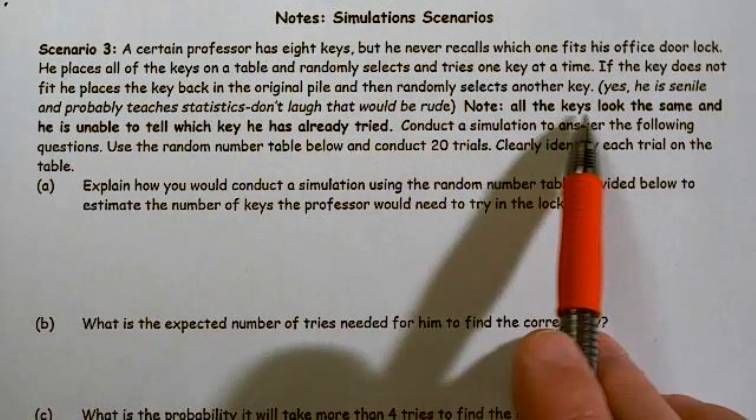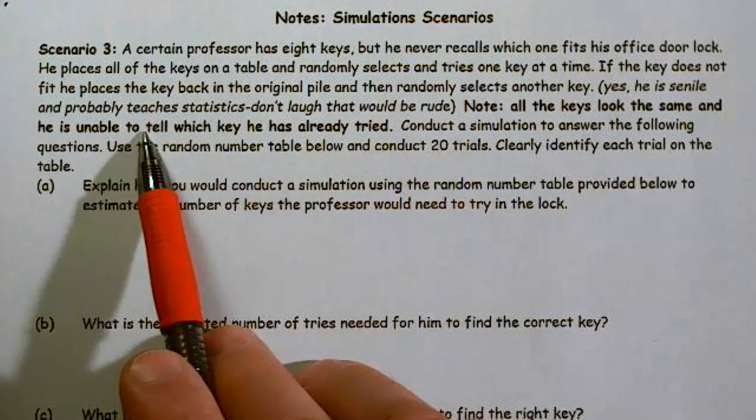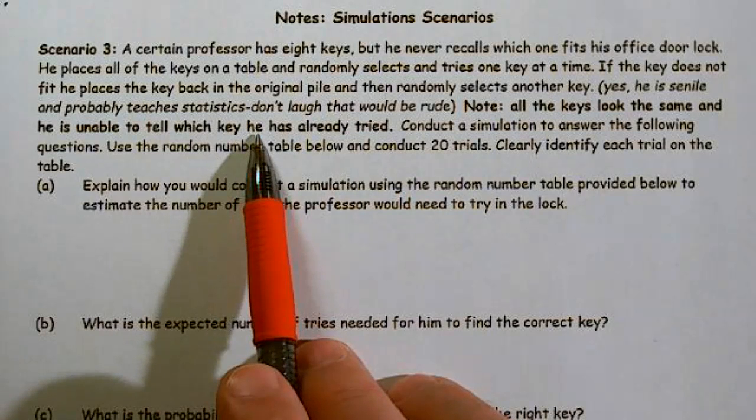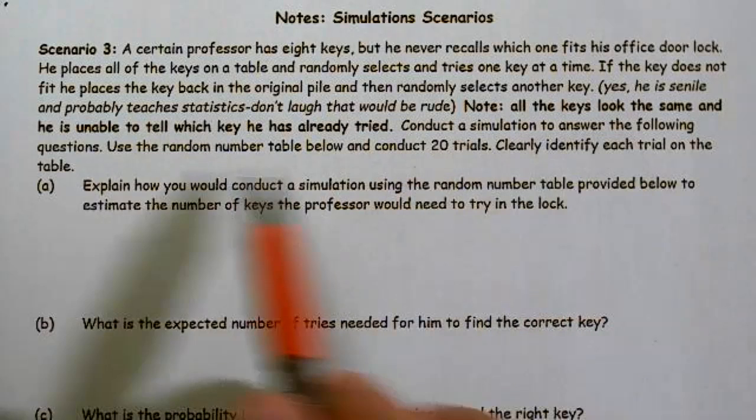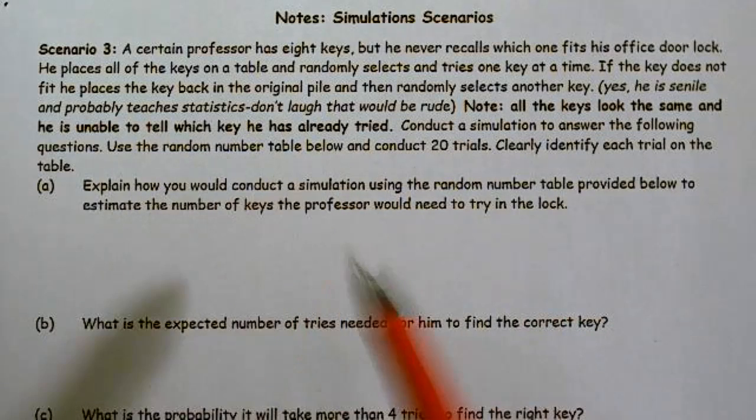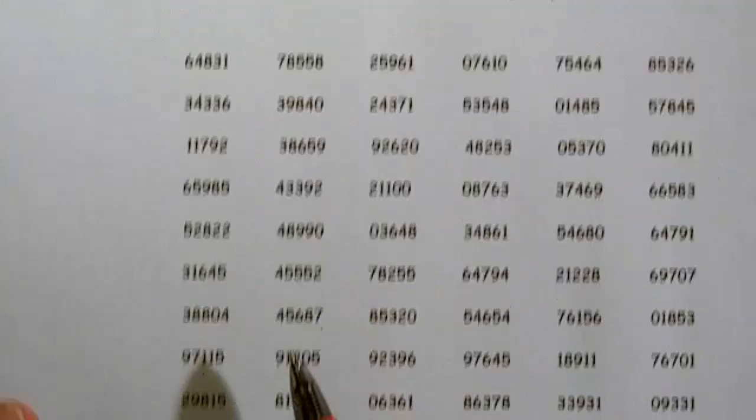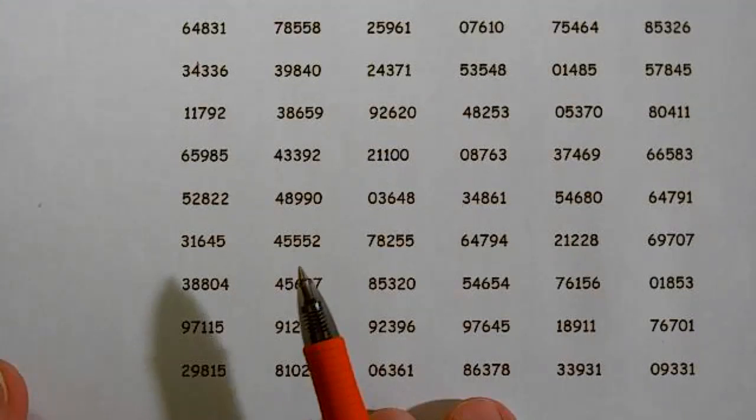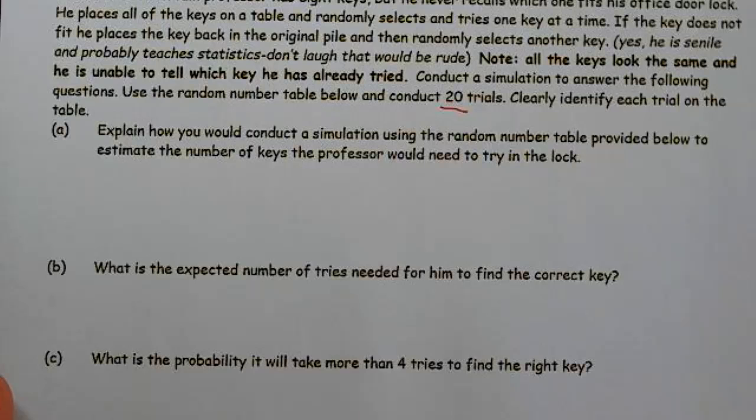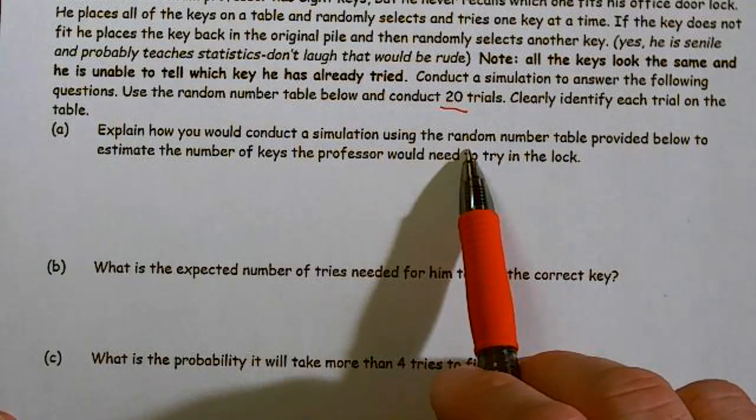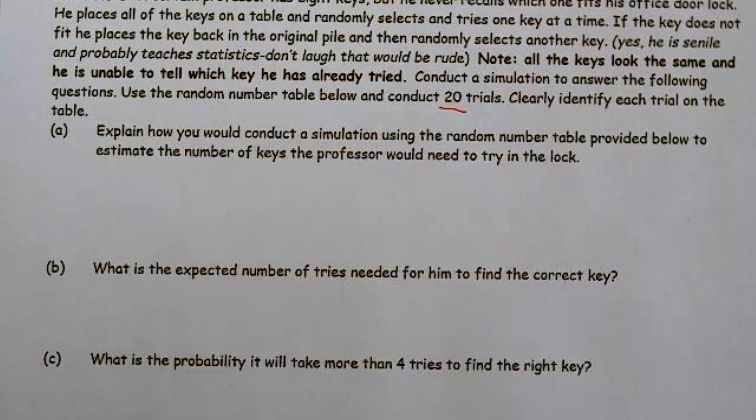Note, all the keys look the same, and he's unable to tell which key he has already tried. Conduct a simulation to answer the following question. Use the random number table below and conduct 20 trials. Real quickly, I don't have 20 rows, so that means I'm going to have multiple trials on a row, okay? Clearly identify each trial on the table. Explain how you would conduct a simulation using the random number table below. Provide the estimate number of keys the professor would need to try.